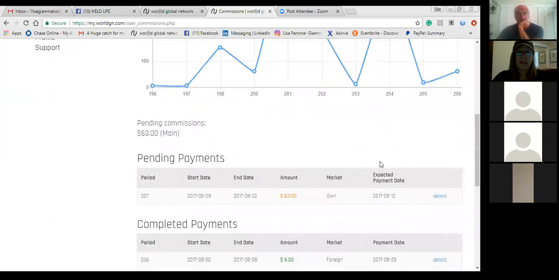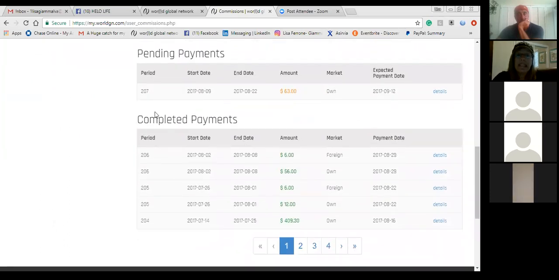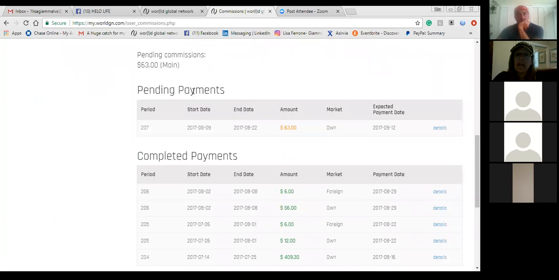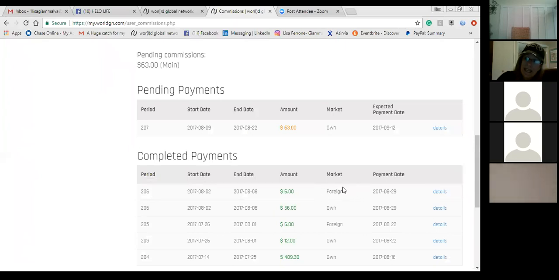All right, so now completed payments, pending payments. Let me explain this to you guys. First of all, this is pay cycle 206. Pay cycle 206, you're always going to see a foreign or an own. These are people outside of the United States. These are people in the United States because this is our market.